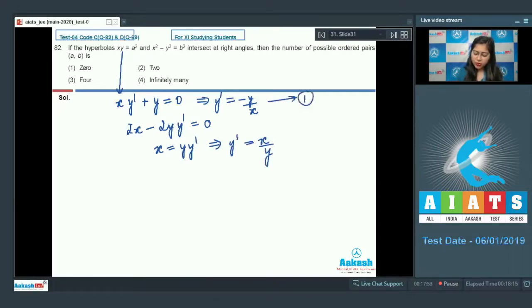So from equation 1 and 2 we see that m1 into m2 is equal to minus 1 for any values of a and b. The two hyperbolas are intersecting each other at right angles, right? Therefore, we have an infinite number of values of (a, b). Hence, the correct answer will be option number 4.